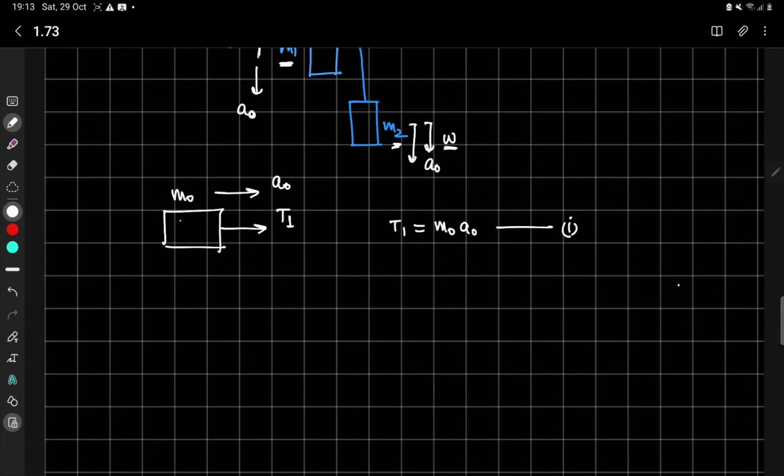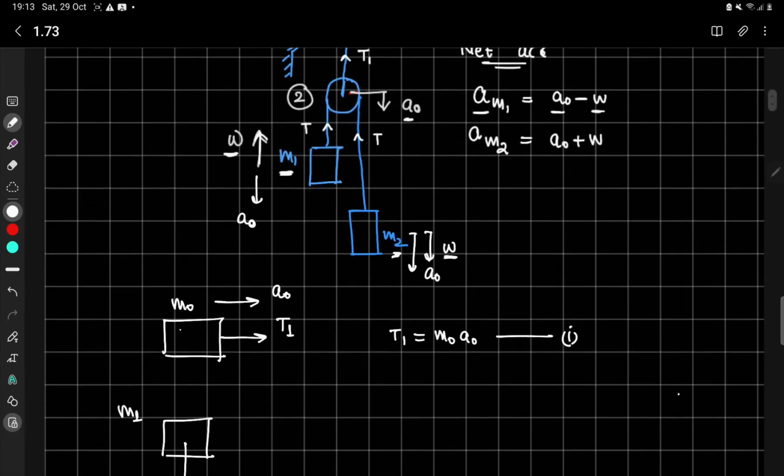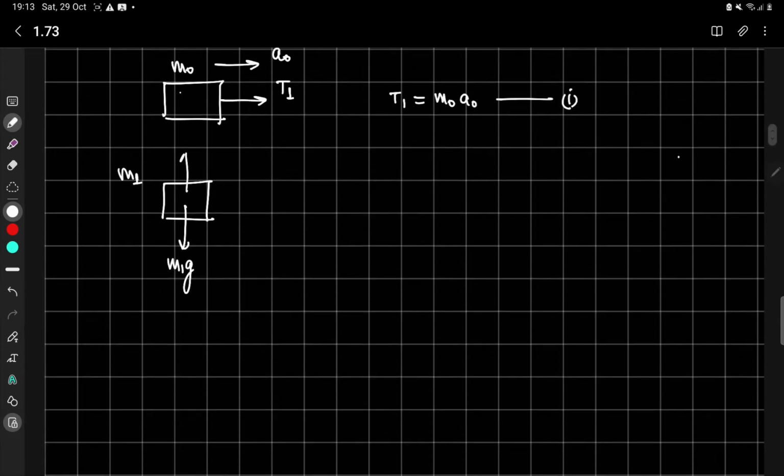Okay, now let us draw the FBD of mass m1. So this is mass m1. Force m1g is acting in the downward direction, and we will have the tension force of T, let us say, in this particular thread. The mass is moving in the downward direction with the acceleration of a0 minus w. So we can write the equation here, that is m1g minus T is equal to m1 times (a0 minus w). This is our second equation.